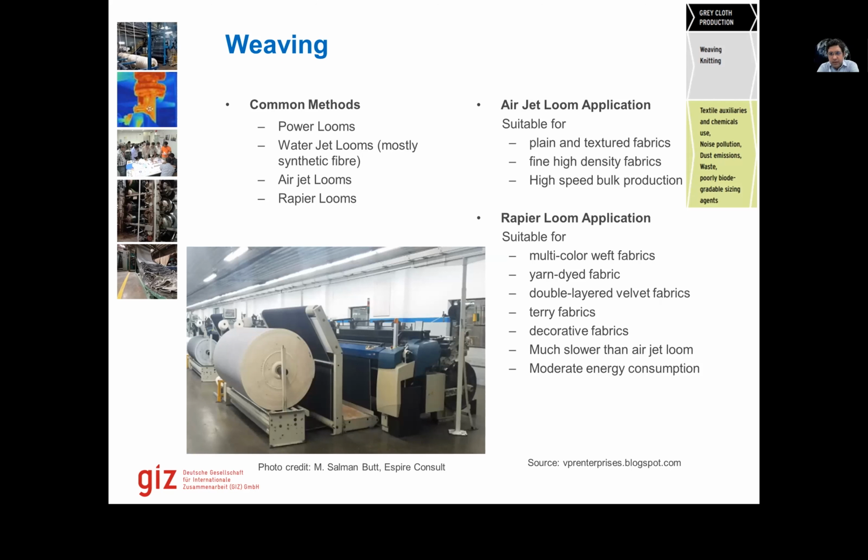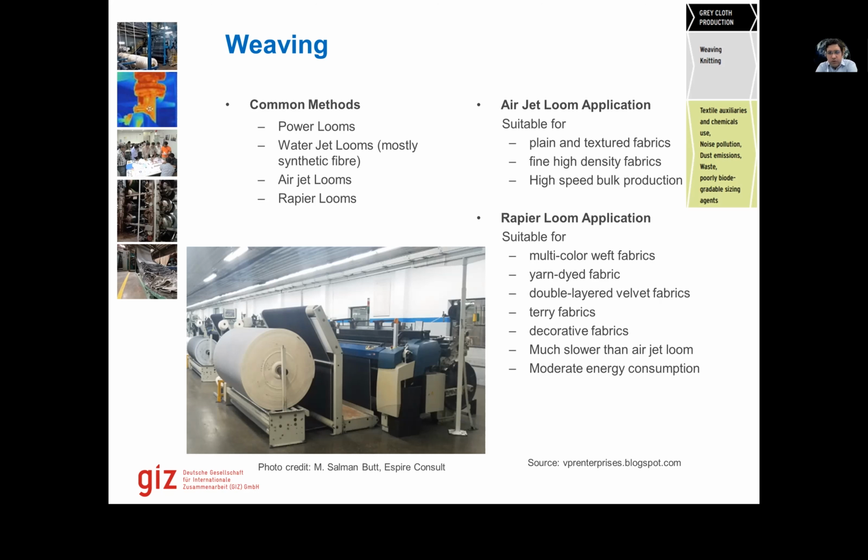Air jet looms and rapier looms are the most common looms now used in the cotton or blended fiber fabric production. So air jet looms are usually suitable for plain and textured fabrics, fine and high density fabric, as well as high speed bulk production.